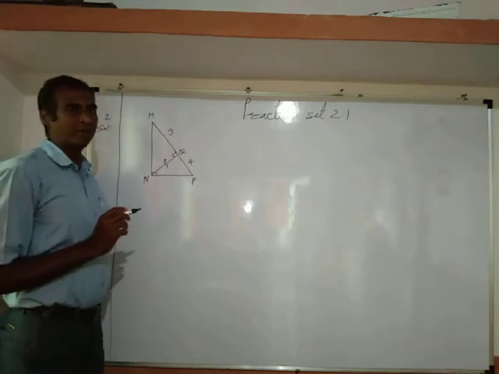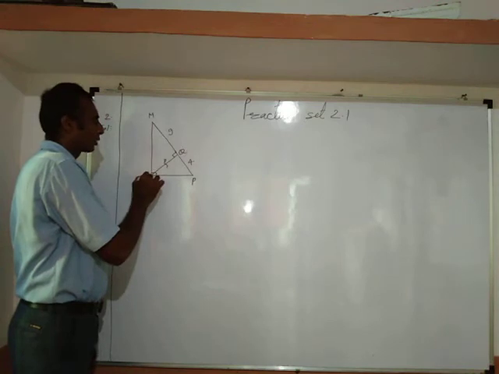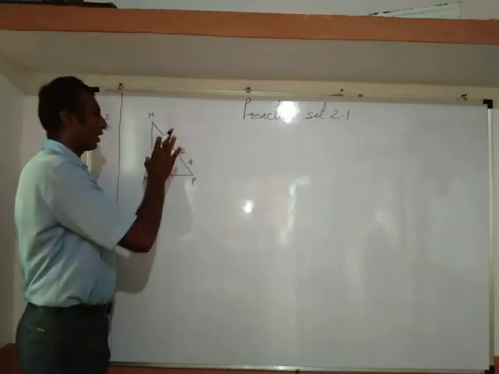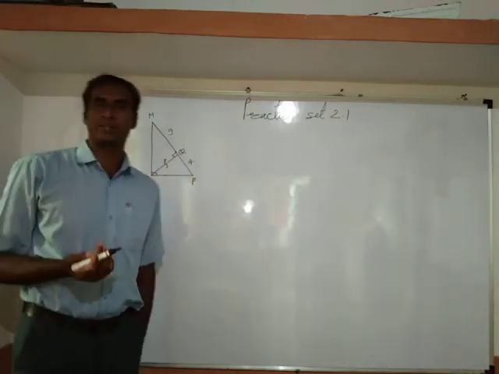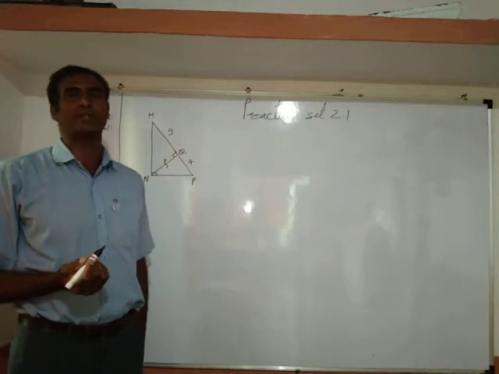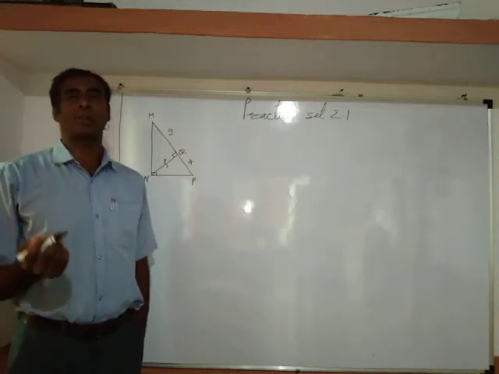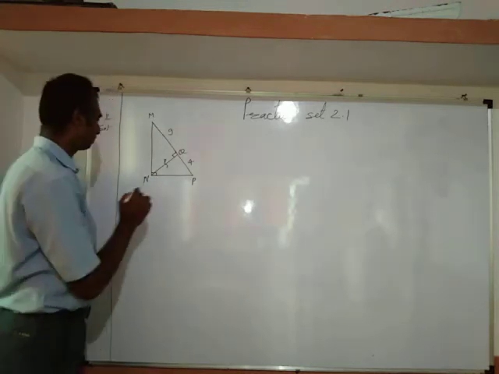And we know that in a right angle triangle, the perpendicular drawn through the vertex of the right angle on the hypotenuse is the geometric mean of the segments into which that hypotenuse is divided. That is called the theorem of geometric mean, or geometric mean theorem. We are going to apply that theorem here.